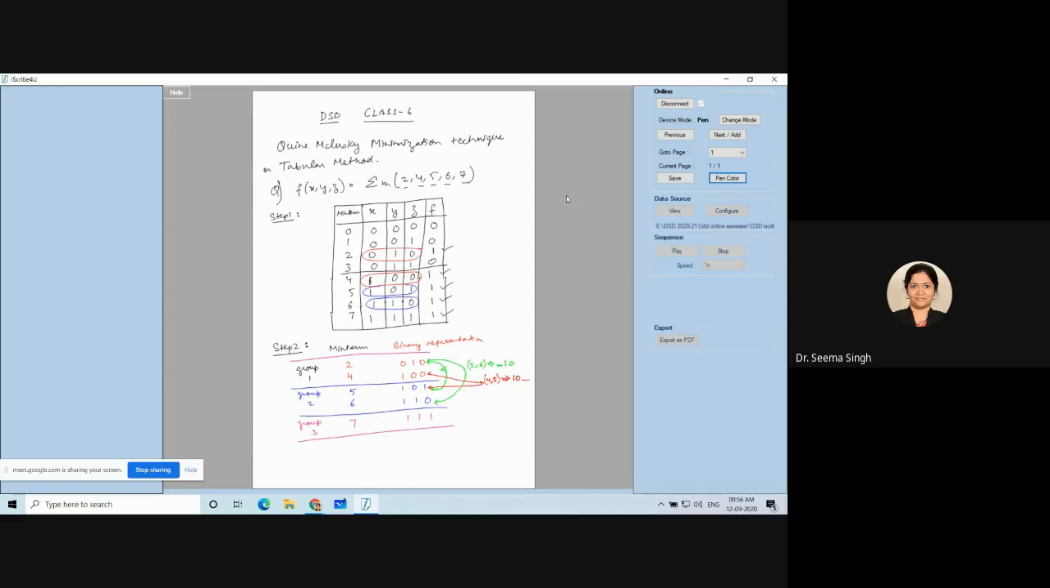Now 4 to 6. 4 to 6 pairing is also possible. So I will write the 4 to 6 pairing, and that pairing is written in this way. I am writing 4, 6, and what will it be written as? 1-0. So I hope you understood.